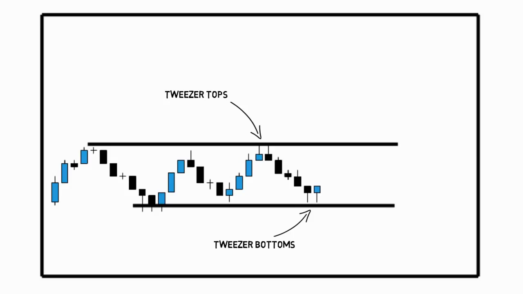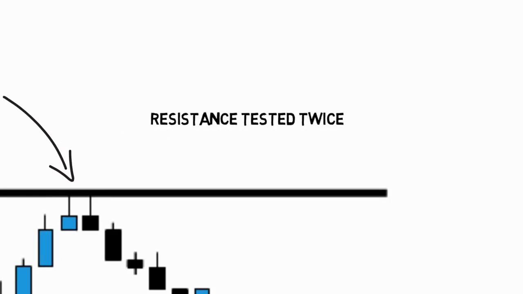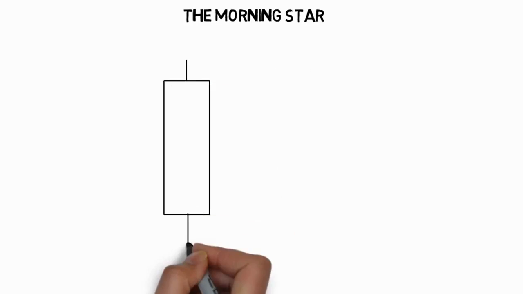Remember that any support or resistance level gets stronger the more times it has been tested. And with this candle signal, you get 2 tests in a row, which makes the support or resistance level even stronger than before. The morning star is a 3-candlestick bullish reversal signal.